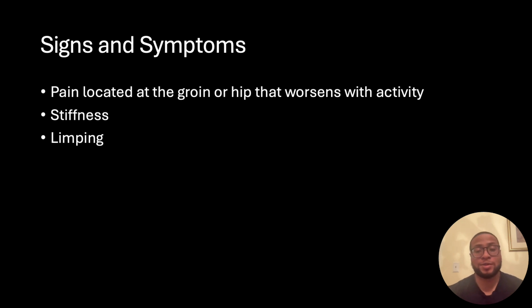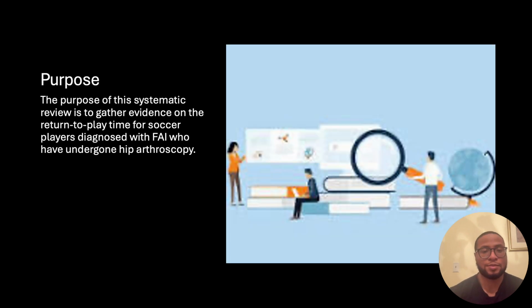So signs and symptoms associated with FAI include pain located at the groin or hip that worsens with activity, stiffness, and limping. So the purpose of this study is to create a systematic review that will gather enough evidence on the return to play time for soccer players diagnosed with FAI who have undergone hip arthroscopy for treatment.